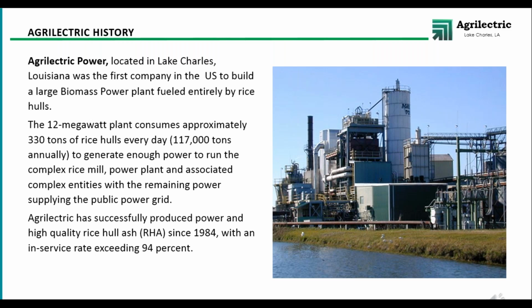A brief history of AgriLetric. The facility was the first commercial operation to generate electricity fueled entirely on rice hulls. The plant consumes around 117,000 tons of hulls annually. We supply the complex with energy needs and export the remaining power to the public grid. Differing from other forms of biomass facilities or wind and solar, rice hulls are generally available throughout the year, which enables the power plant to run roughly 350 days a year and 24 hours a day.